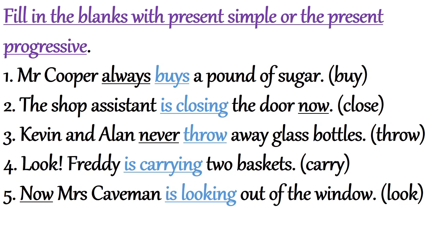Then Kevin and Alan never dash away glass bottles. Verb is throw. So the word never is given here. This is a habitual action. So here we are going to use the first form of the verb, throw. Look, Freddy is carrying 2 baskets. So the action is going on at the time of speaking. That's why here we have used present continuous tense.